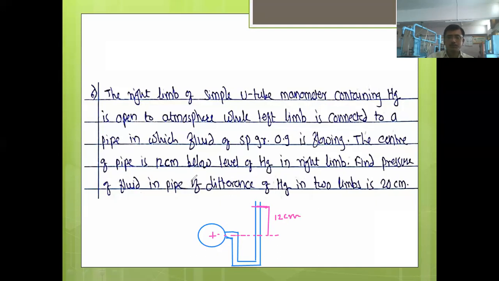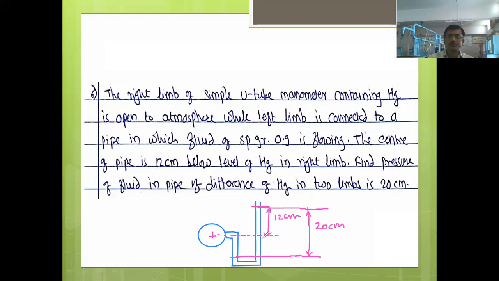Find the pressure of the fluid in the pipe if the difference of mercury in the two limbs is 20 centimeter. In the left limb, let us say the mercury level is this much, and the difference between the right limb mercury level and the left limb mercury level is given as 20 centimeter. Okay, this will be the diagram.